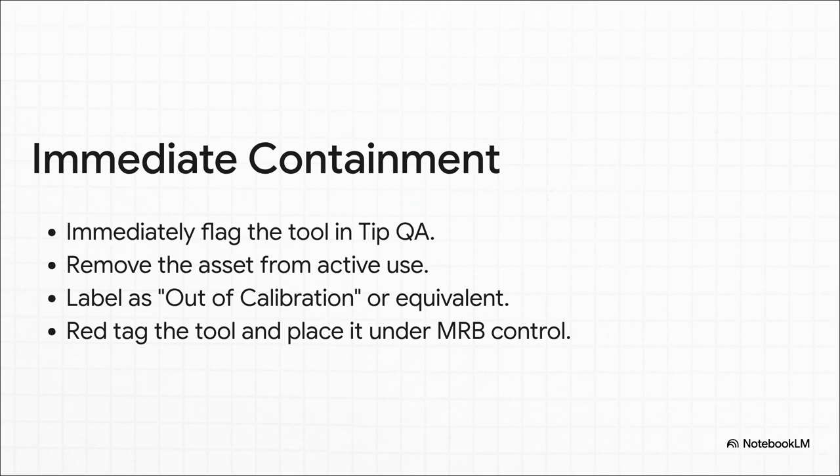You need to immediately flag it in TipQA, our quality system database. Get it physically out of the work area. Slap a label on it that says out of calibration, loud and clear. And if the situation calls for it, you red tag it and put it under MRB, that's Material Review Board, control. The goal here is zero ambiguity. This tool is officially on the sidelines until this whole process plays out.